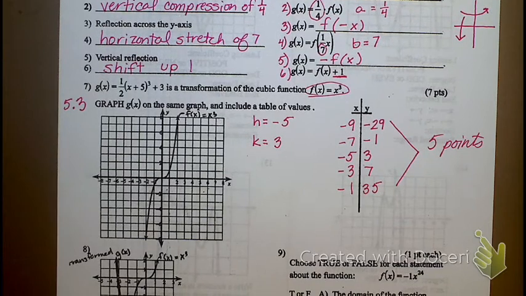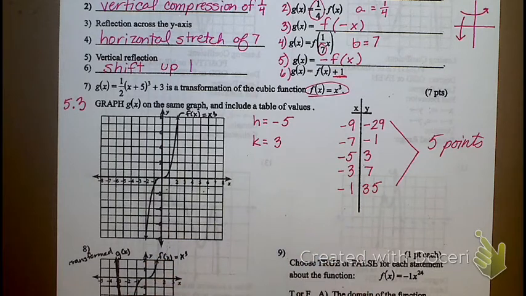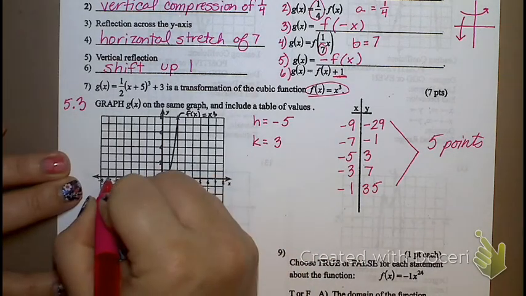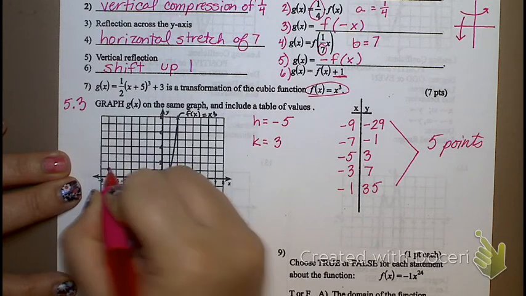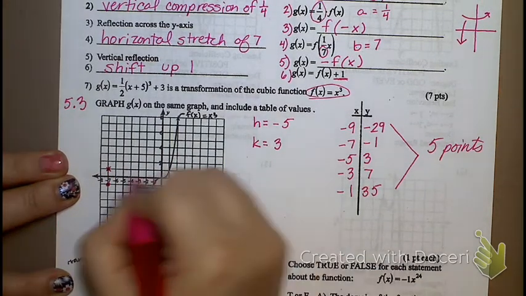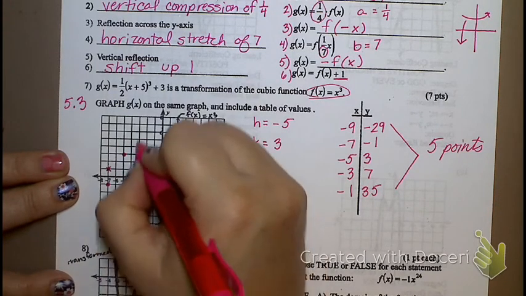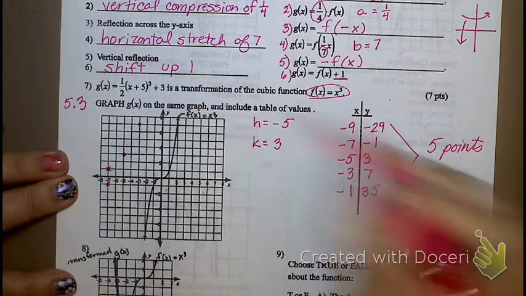Now, there's a couple points that clearly won't fit on my graph, but I still want to see them in my XY chart because I need to see 5 points there. So I'm going to plot the ones I can. Negative 7, negative 7, negative 1. Ignore that one. Negative 5, 3. And negative 3, 7. Those ones all fit on my graph.